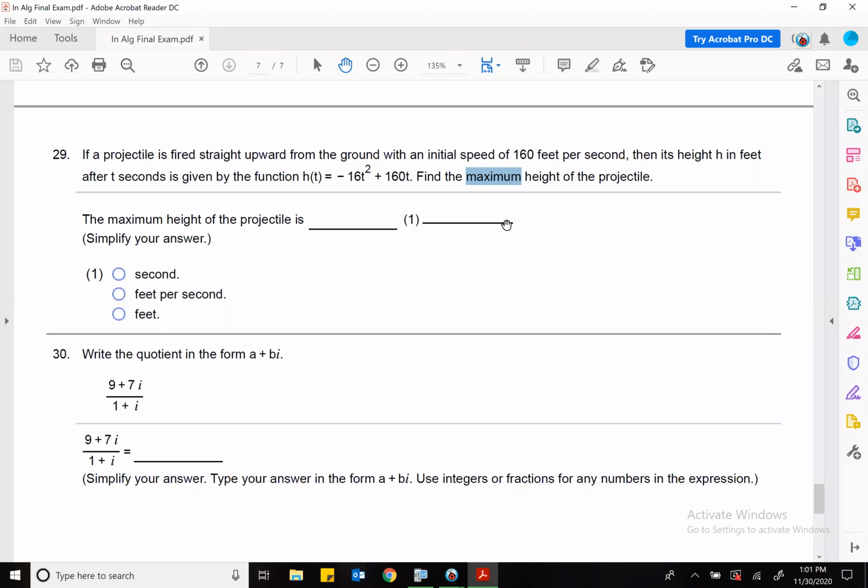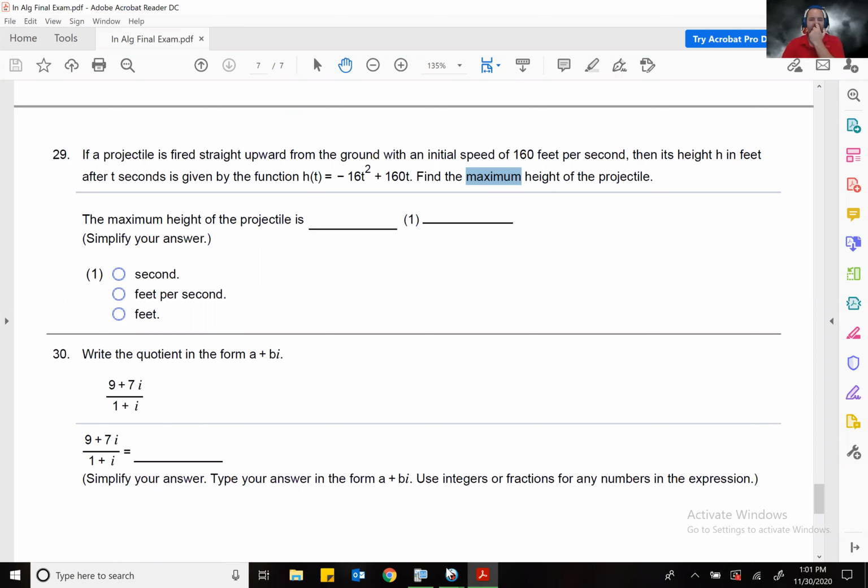Vertex. You're after the vertex. Because we're looking for the height, that means we're looking for the y value, because that's where the h is. T is like the x value. So we're after the height. Since we're talking about height, which one of these labels is going to be our answer? I don't even need the number to know which one it is. Is it seconds, feet per second, or feet? Feet. We're after feet. There you go.